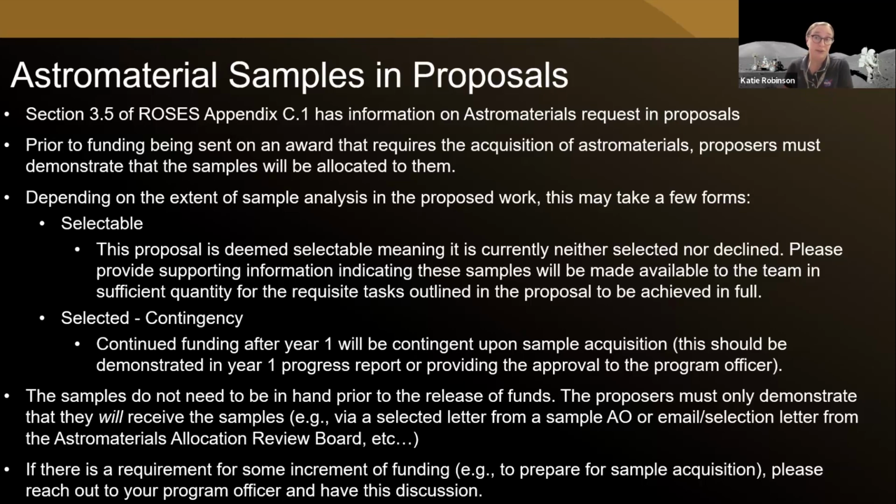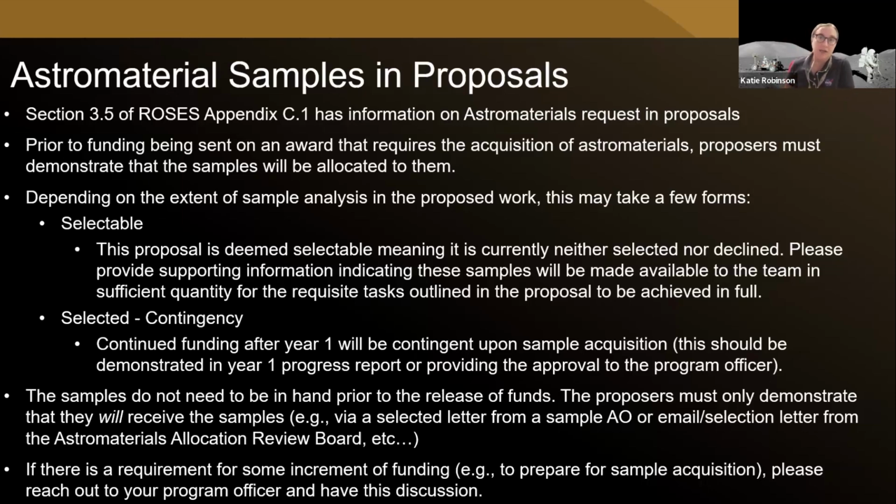So before your funding arrives, you have to send us some sort of proof that you will have access to the samples that you say you'll have access to in your proposal. Depending on the extent of sample analysis in the proposed work, this might take a couple of different forms. If you're selected, your proposal may be designated as selectable. This means it is currently neither selected nor declined. Once you provide supporting information indicating the samples will be made available to the team in sufficient quantity for the requisite tasks to be carried out, then it can be selected.